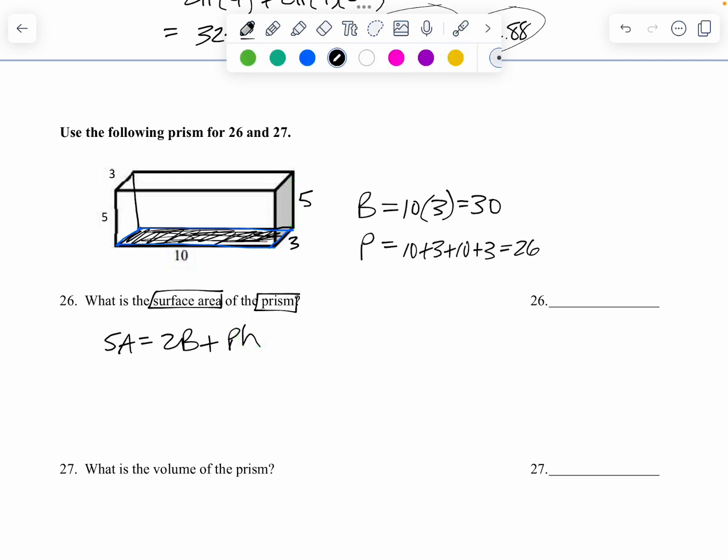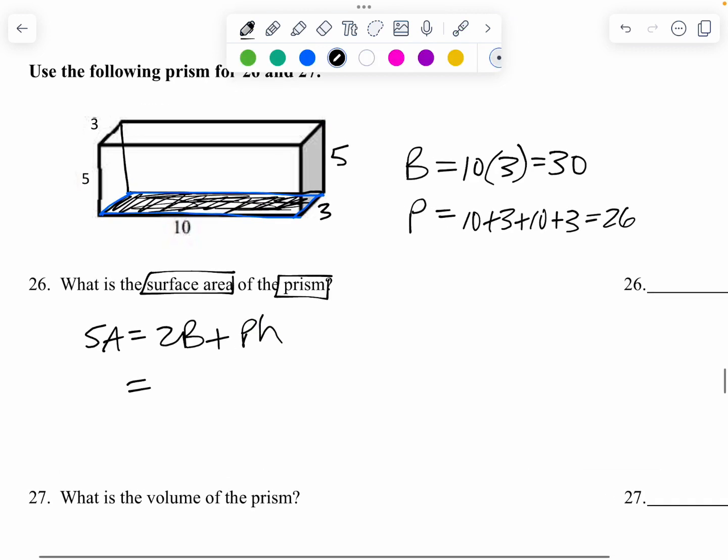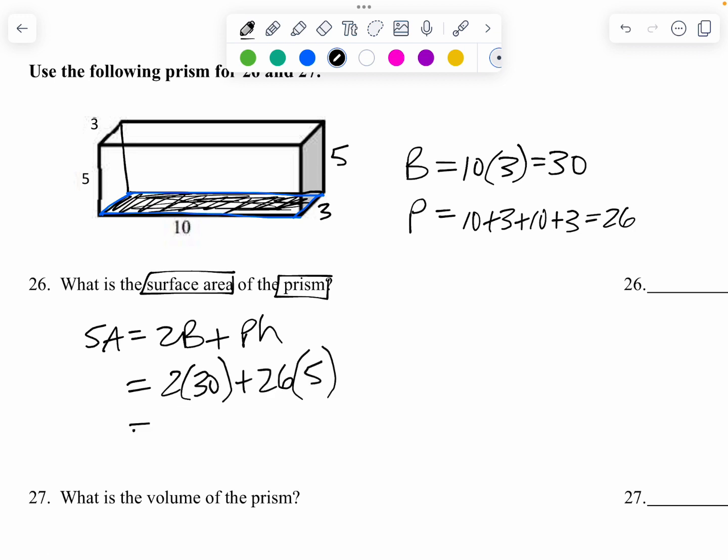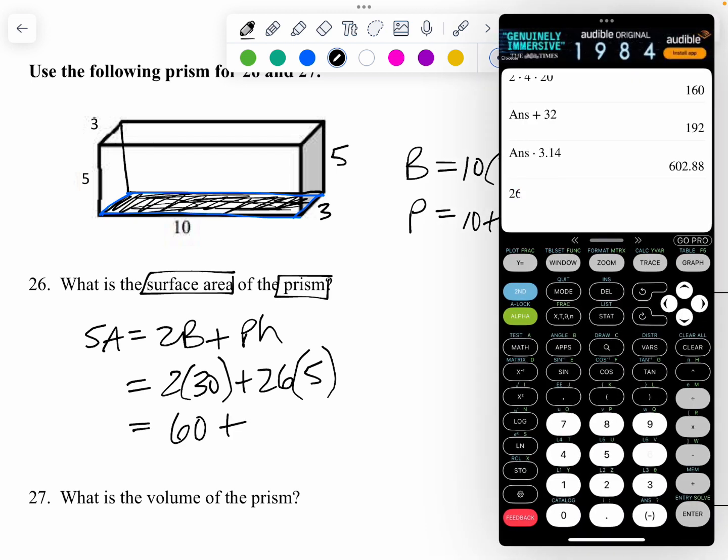Okay, so I'm going to plug all those numbers in. The big B was 30. The perimeter was 26. The height was 5. When I do 2 times 30, I get 60. What is 26 times 5? I wonder. 130. And therefore, when I add those together, I get 190.